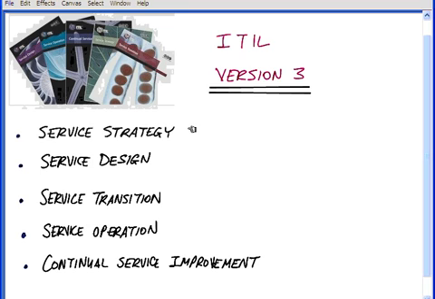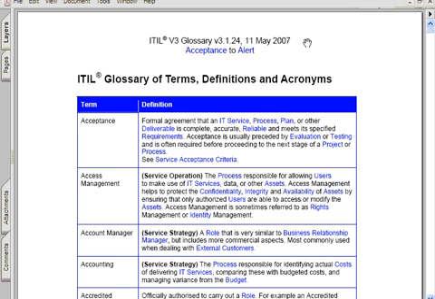Let me show you what that glossary looks like. This is the PDF file that you can get from the OGC. This is the ITIL version 3 glossary, version 3.1.24, from May 11th, 2007. You can see here it shows you on this page the terms acceptance to alert. And then you can move down through here, and of course you have your term over here in this table, and on the right-hand side, a definition.